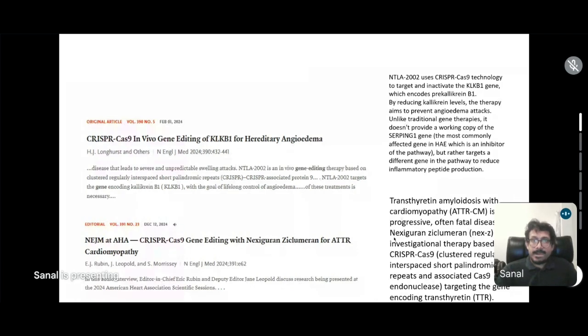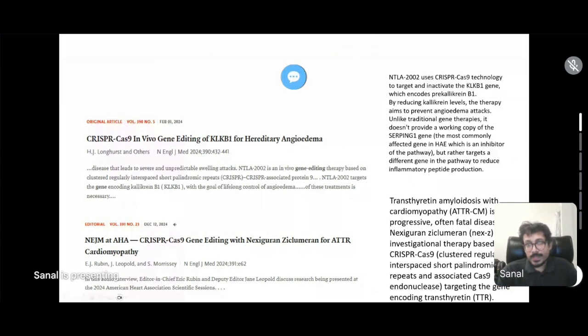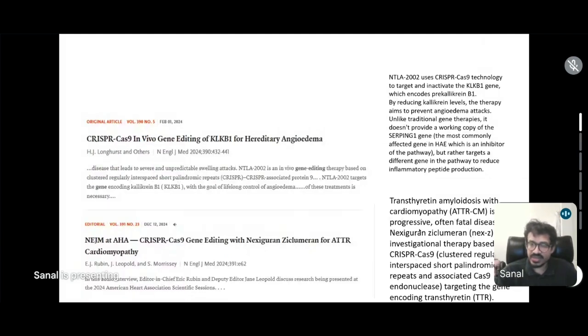And as I told you already, CRISPR-Cas9 technology was used for hereditary angioedema, a condition where your face or lips or body gets swollen up or inflamed without a clear reason. CRISPR-Cas9 gene editing was also successfully used in transthyretin amyloidosis. There are different types of amyloidosis. One type is called transthyretin amyloidosis, where transthyretin, a protein which is synthesized in the liver, gets accumulated in different tissues, making that tissue dysfunctional.